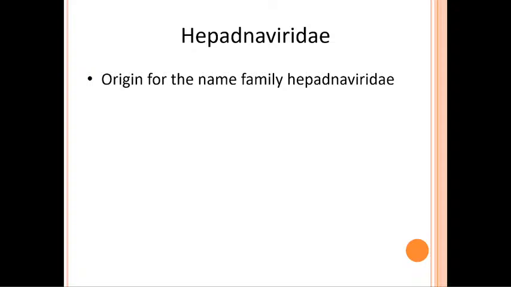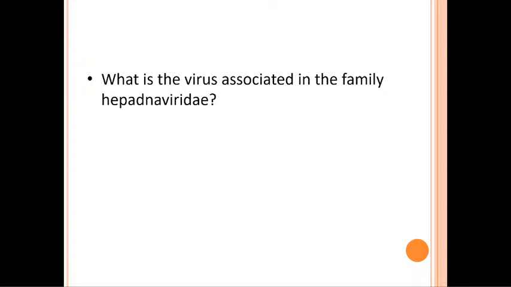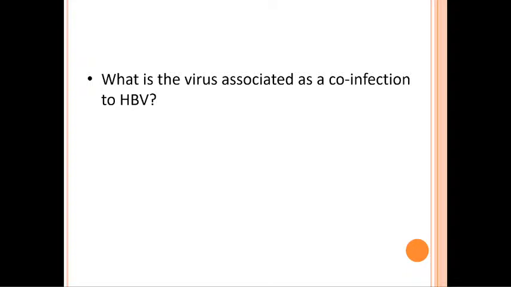Okay lang. Alright. Now, Hepadnaviridae, the origin of the name is basically a combination of the disease and the type of virus it is. Hepadna is a play between HEPA and DNA, Hepadnaviridae. That's the origin of the name. The virus associated with this family of viruses is hepatitis B, okay? The virus is associated with a co-infection with HDV, okay? Or hepatitis D.